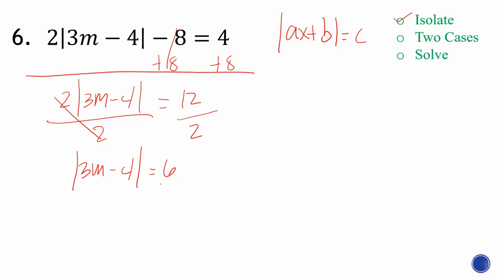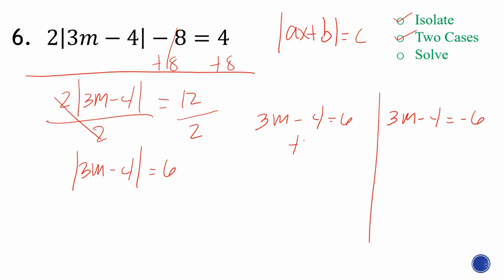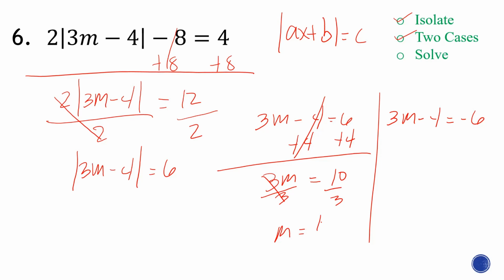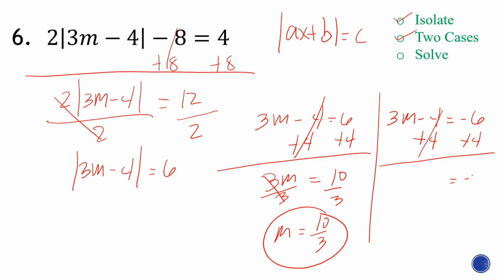And then after that, we just need to create two cases. The first is the positive version. And then here is the negative version. And then just solve these separately. So plus 4, cross that out. This is 10. It's 3m equals 10, divided by 3. So our first m is 10 over 3. Next, plus 4 again. This is negative 2.